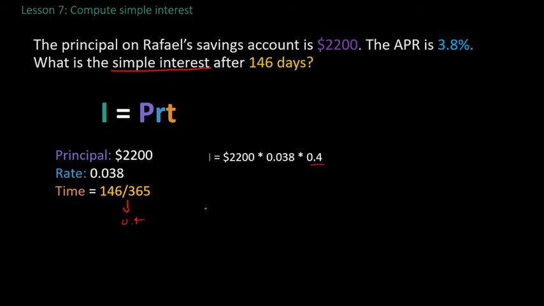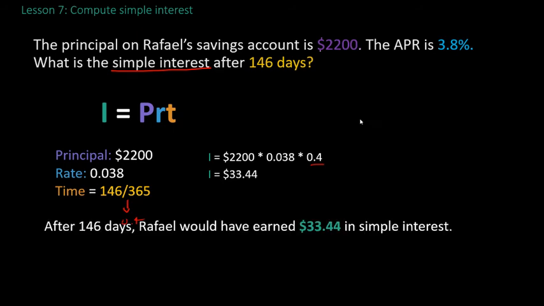You can do it all in one step if you want to. So when I plug in and simplify, I get interest equals $33.44. So Raphael would have earned $33.44 in simple interest.